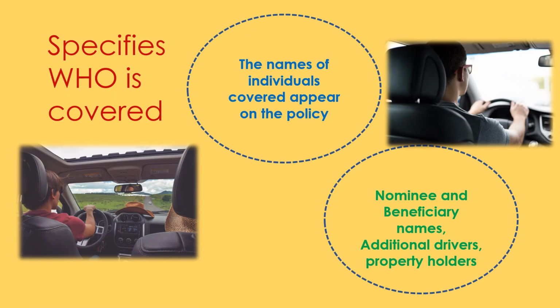An insurance policy specifies who is covered. So, for instance, if you're the owner of a car that is covered, then your name appears on the policy. On another policy, if there are additional drivers or property holders or beneficiaries, then their names would appear on the policy.